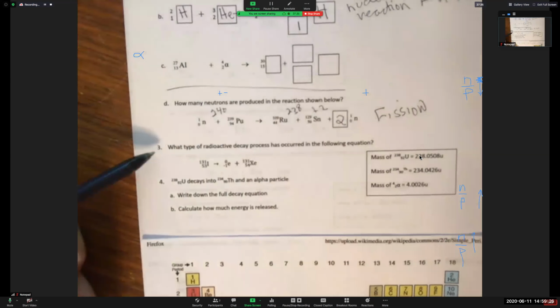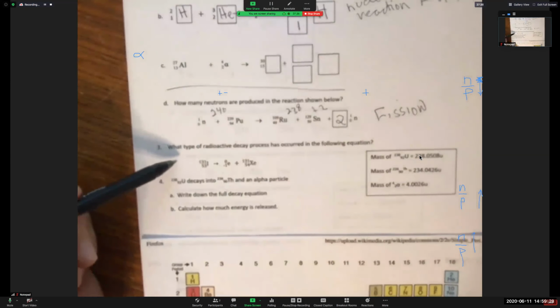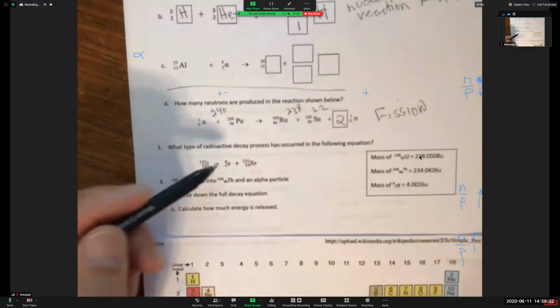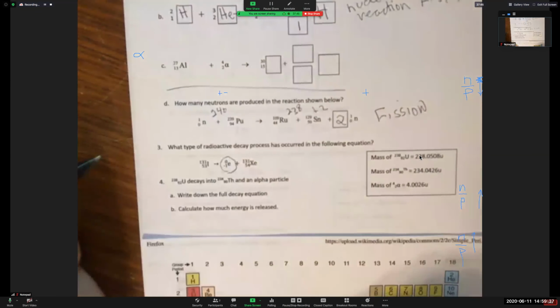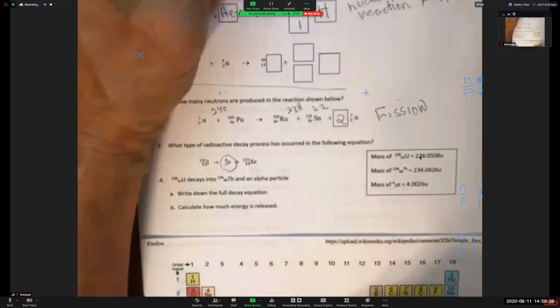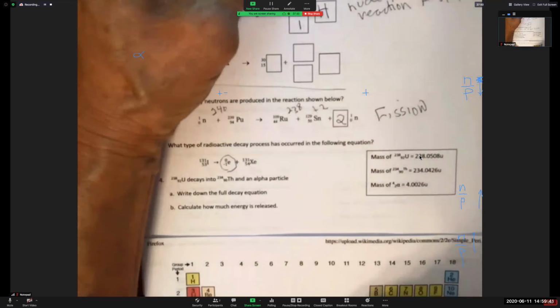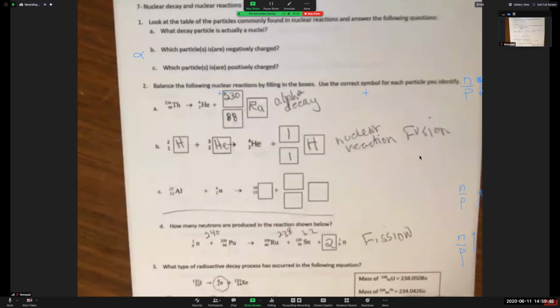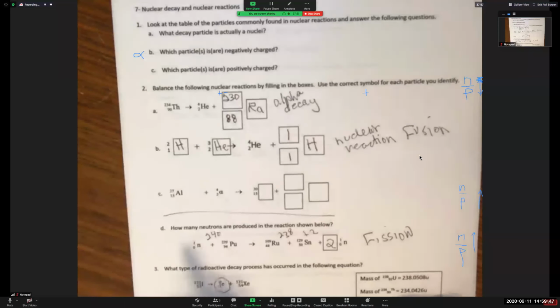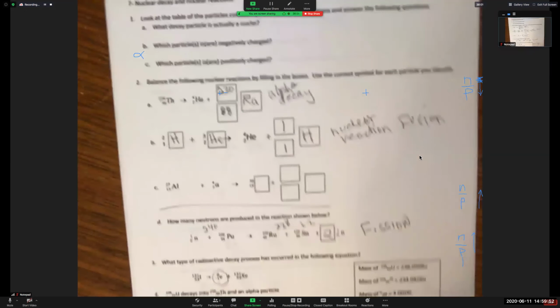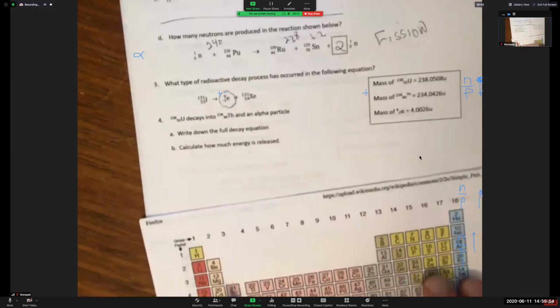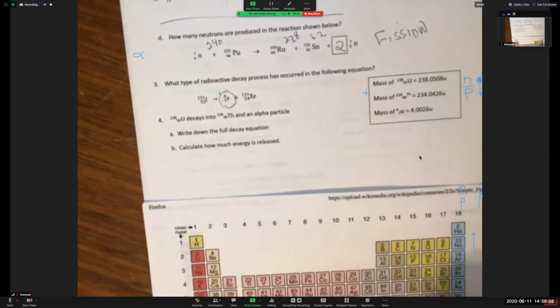Number 3 says, what type of radioactive decay process has occurred in this following equation? So this question is just identify that. Tell me what decay that is. Up here, this was alpha decay. The very first problem up here at the top, we had an alpha decay, right here. So I'll let you answer that one. You figure that one out.